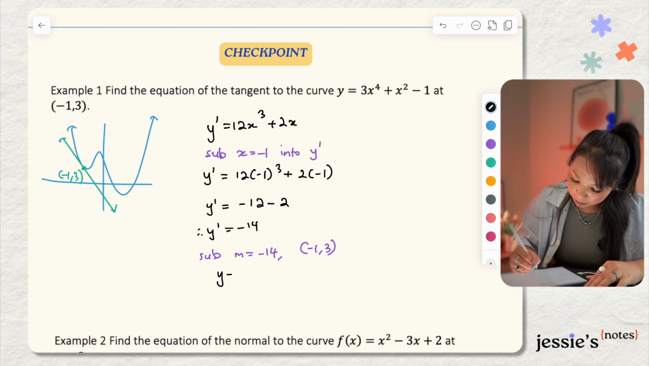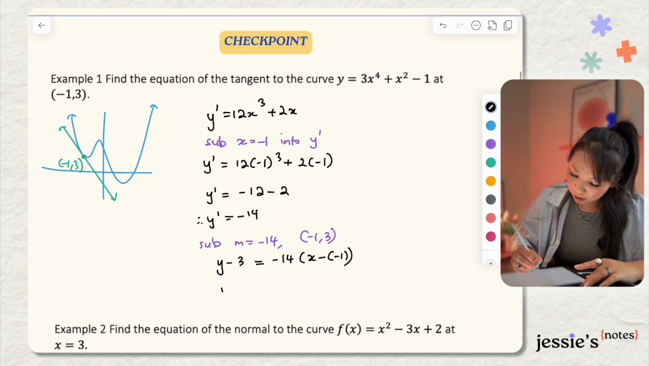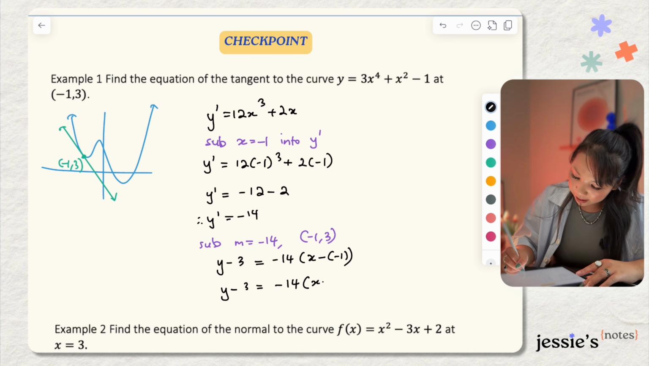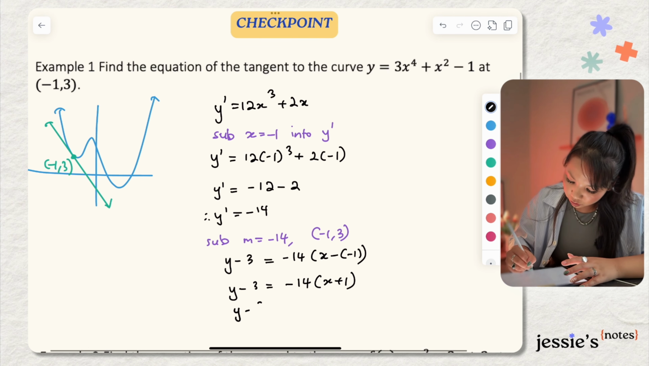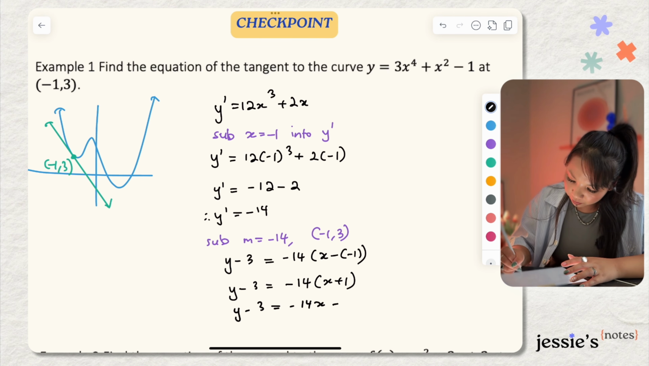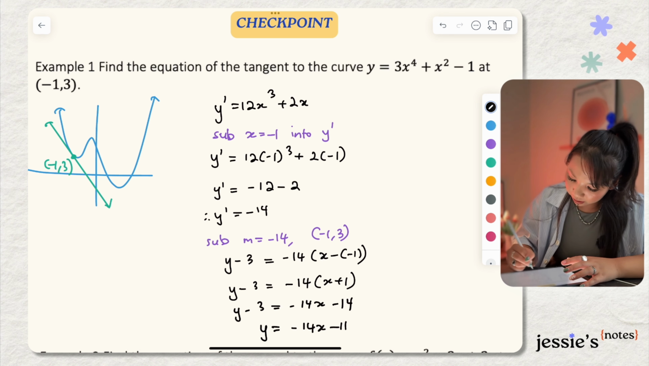So we get y minus y1 equals m bracket x minus x1. You can see that's minus minus. So we get y minus 3 equals negative 14 (x plus 1). Continue to expand and simplify. And now if I add 3 over to the other side, we get negative 11.